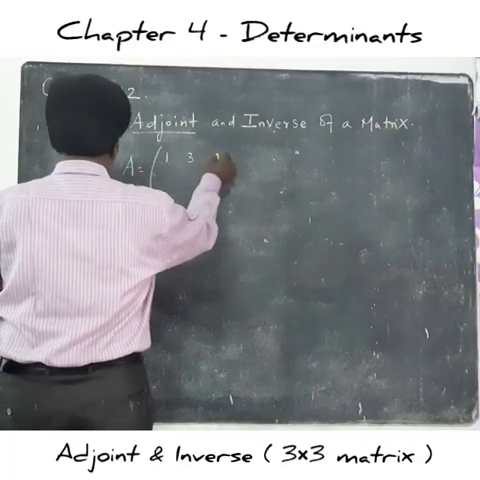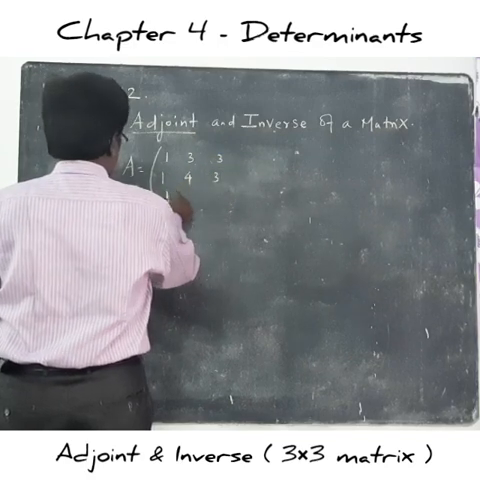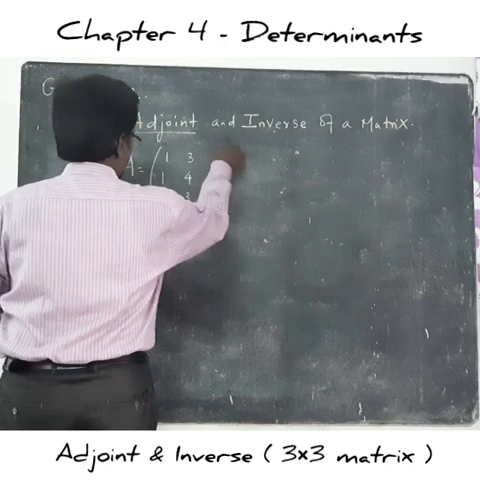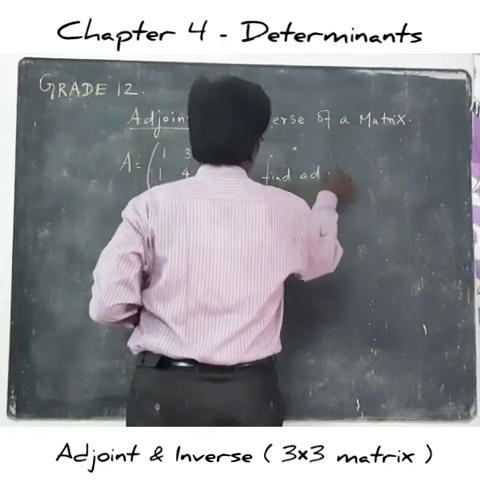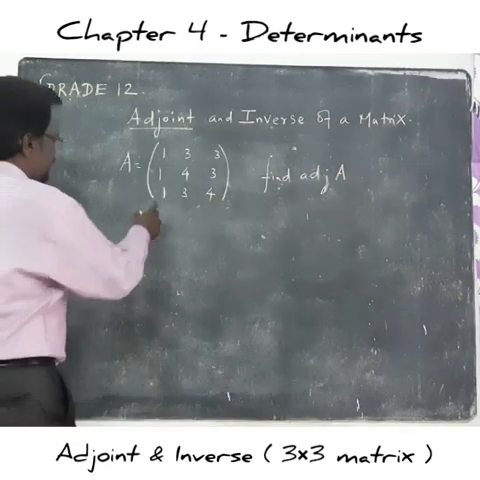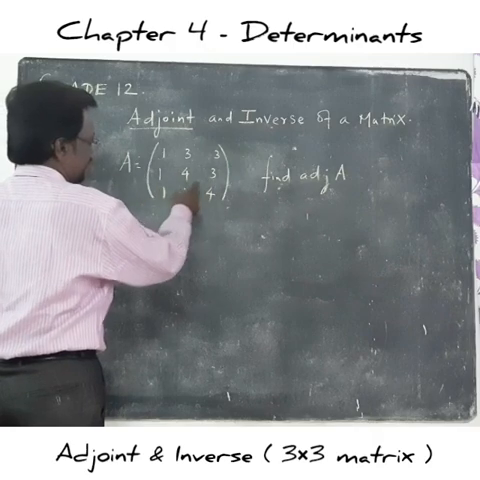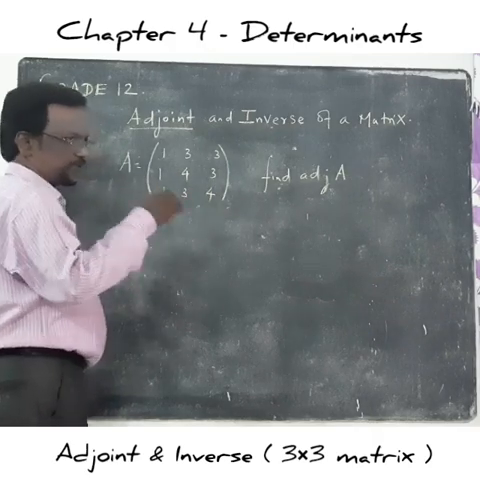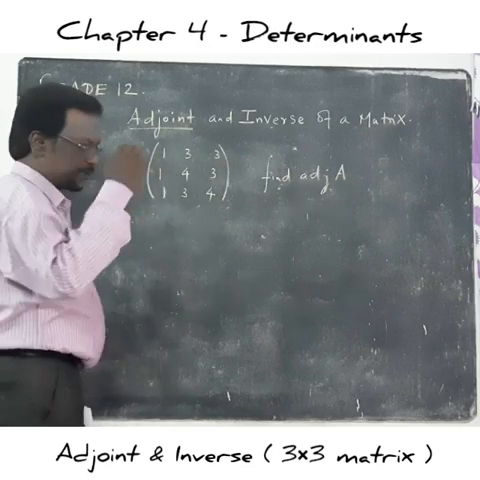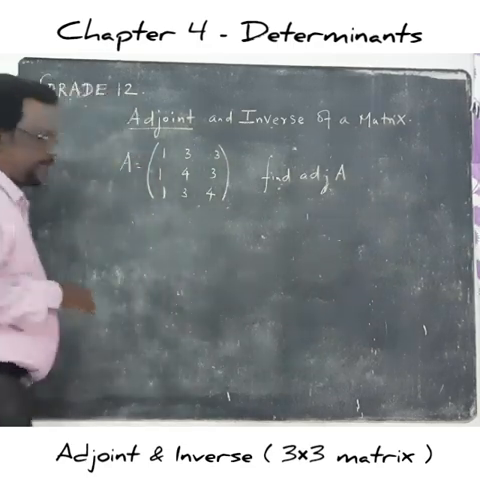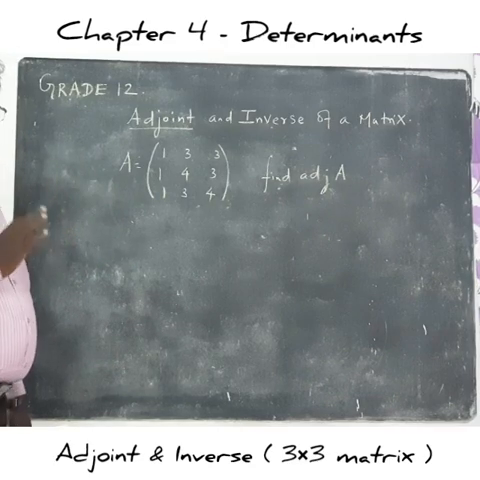1 3 3, 1 4 3, 1 3 4. Find the cofactors for this matrix. You have to find all the 9 cofactors for the respective elements, and make a matrix and transpose that matrix, which is called the adjoint.